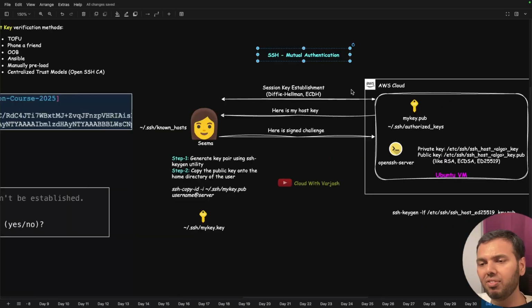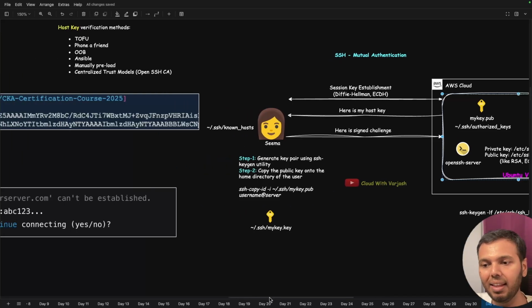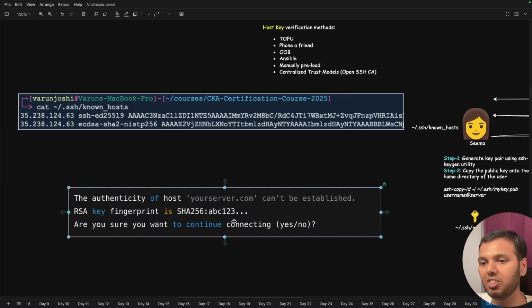So imagine if there is a malicious user in between who tries to impersonate this Ubuntu VM, then the fingerprint of that public key will change because that server will have a different public key. Hence, Seema will receive this message again, and then Seema has an option to choose whether to continue or to not continue with that connection. But I want you to know one more thing.